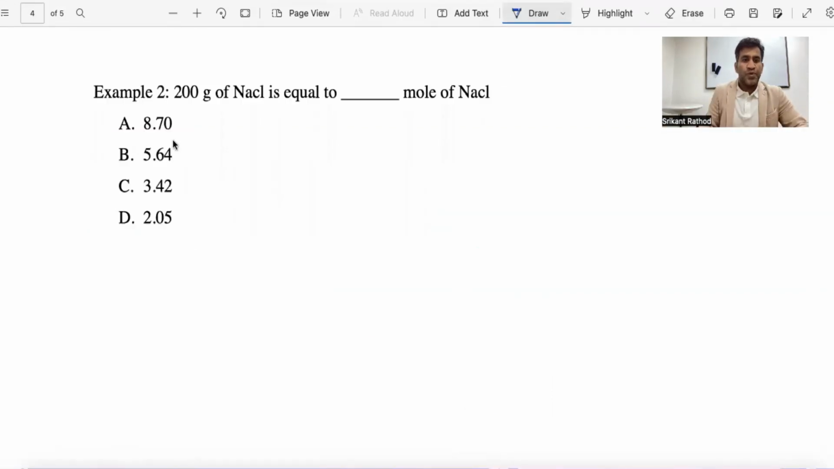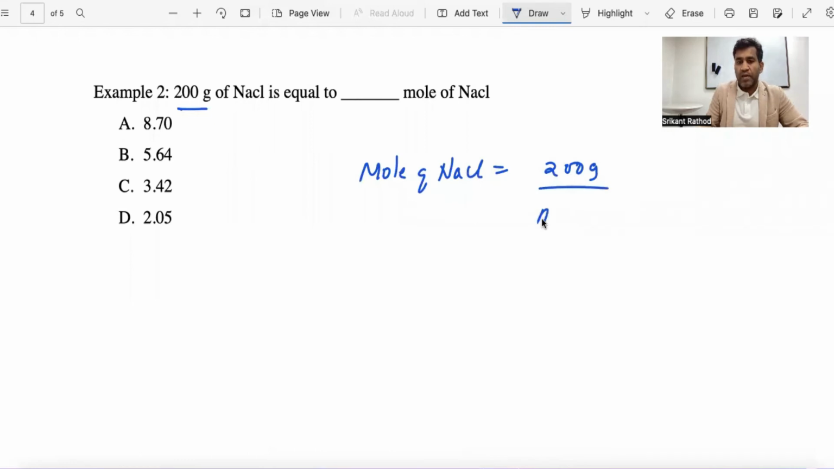Let's take example 2 here. 200 grams of sodium chloride is equal to dash moles of sodium chloride. They want us to represent 200 grams of NaCl in terms of moles. As we have the definition again, mole equals grams divided by atomic weight. So how do we calculate here? Moles of NaCl equals 200 grams divided by the atomic mass unit.